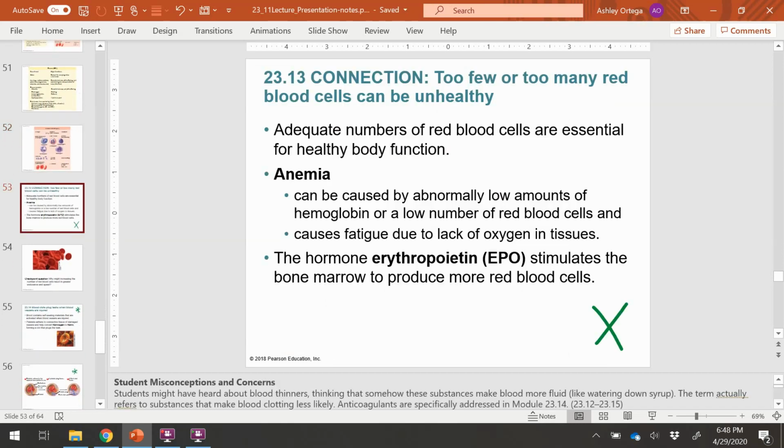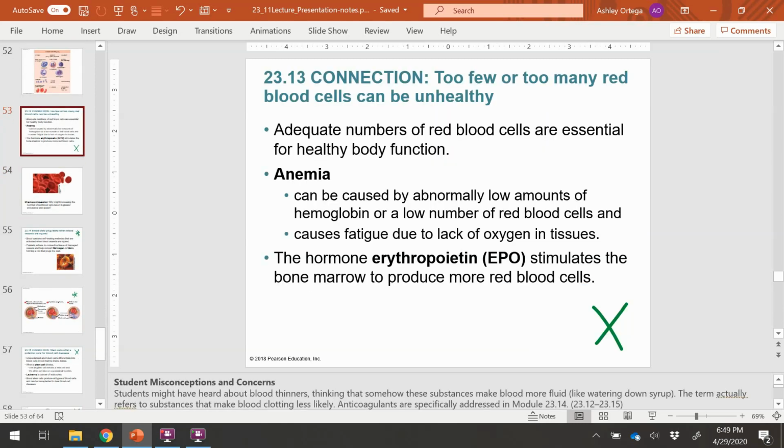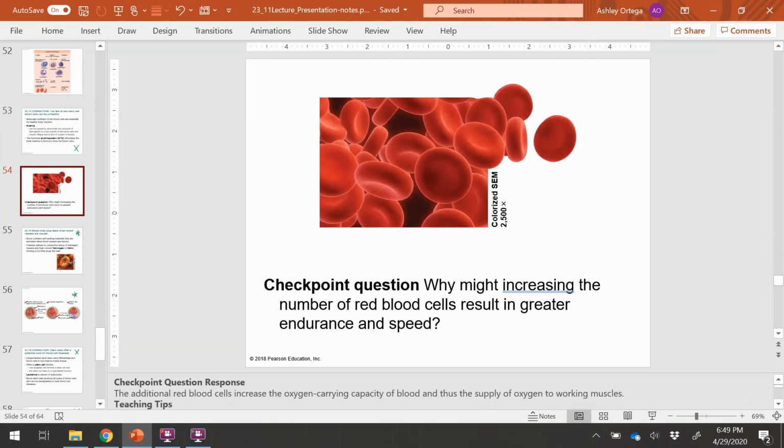Alrighty. When there are too few red blood cells, you can have anemia, which has low amounts of hemoglobin or a low number of red blood cells. Since red blood cells have iron in them, with every hemoglobin there are 4 molecules of iron, a measurement of iron amounts in blood can detect anemia. Again, this is not something you need to know in terms of testing.